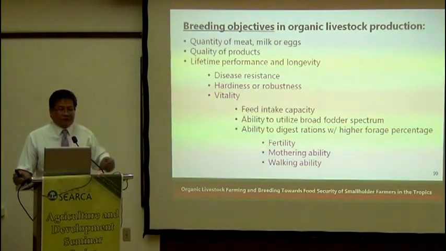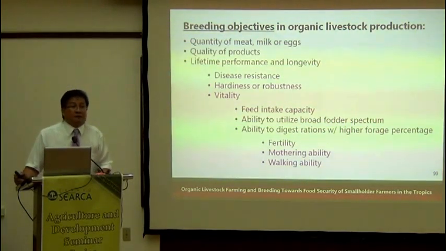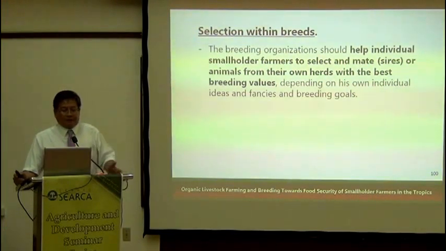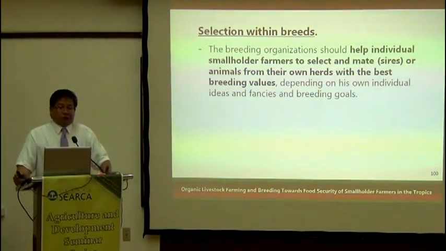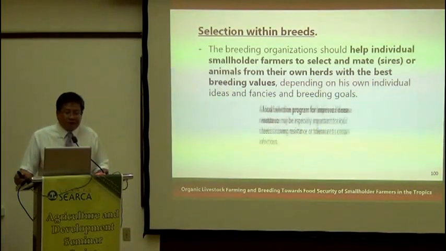So you could go for disease resistance, vitality, fertility, mothering ability, even walking ability, etc. So what the breeding organization should do is help these farmers. They need to select and make those sires from their own herds with the best breeding value. So the same procedure.